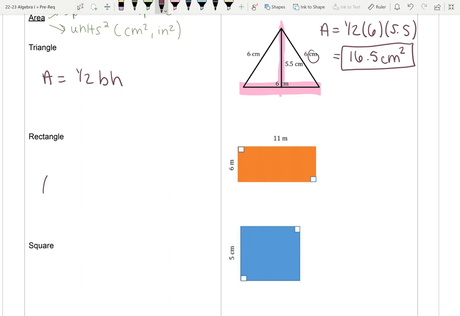The area of a rectangle is length times width. And we use a cursive L just so it doesn't look like a 1 or an I or a different number. So the area here would just be 11 times 6, which gives me 66, and that is meters squared.